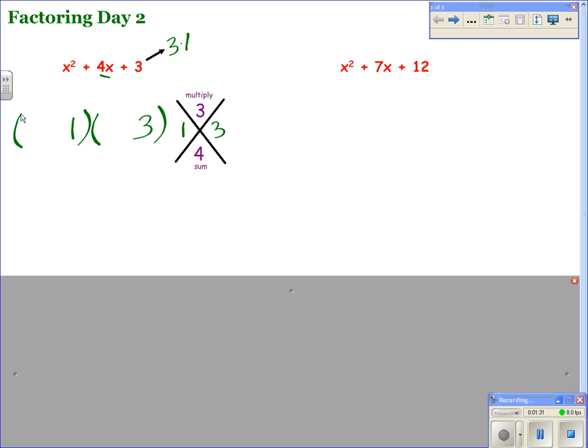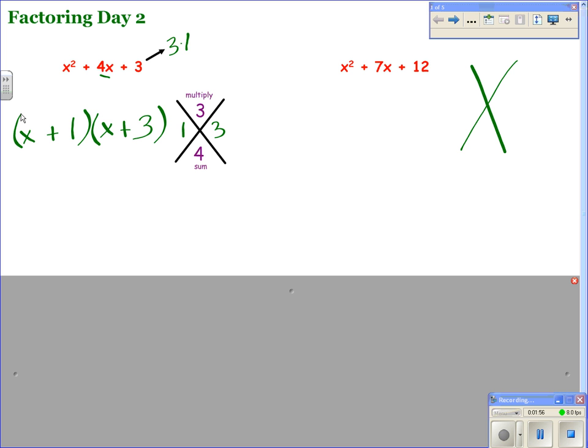How do we get x squared? What would these have to be? X and x. You don't have to check anything. If you see homework from the other classes, they'll always be checking their work to make sure that it gets back to the original. If this is true right here, this is for sure the answer. Okay? So let's look at this one.